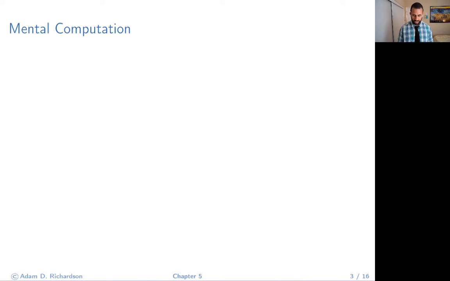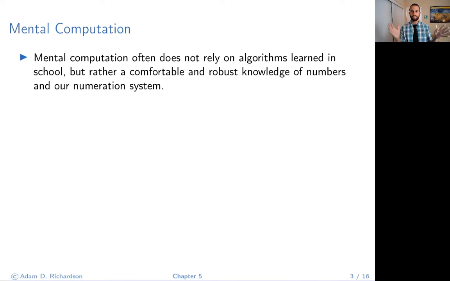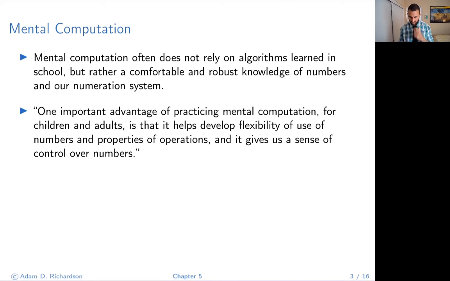So let's talk a bit about mental computation, because I'll tell you this, when people are doing mental computation and they do some crazy stuff, they're not actually watching the symbols move around in their head. They're not going like, okay, 122 times 15 is, and doing the multiplication algorithm in their head or in space and drawing it. That's not really what they're doing. They're breaking the problem up into manageable pieces and then working with the pieces separately and adding them together at the end. Yeah, it often doesn't rely on algorithms learned in school, but a comfortable and robust knowledge of numbers and our numeration system. This is from the book.